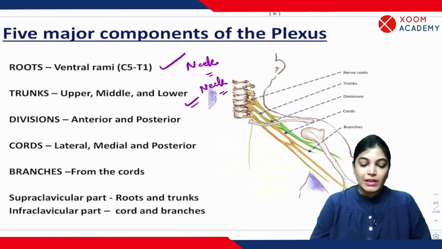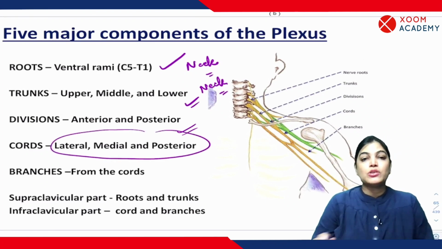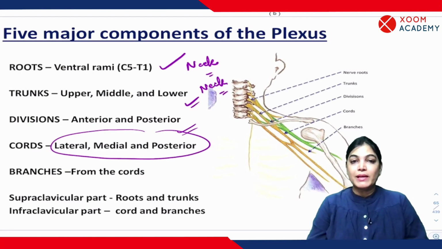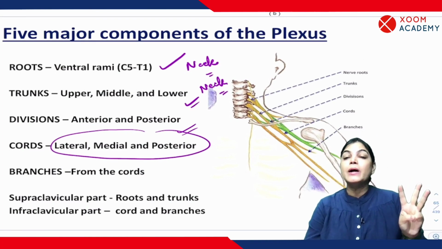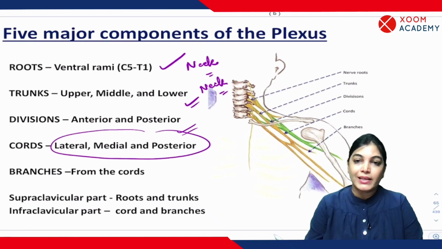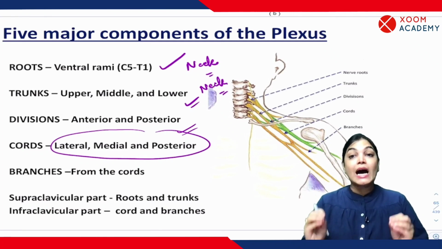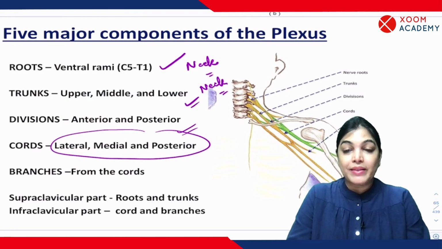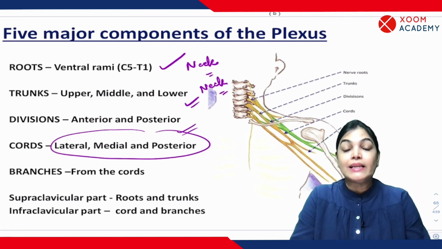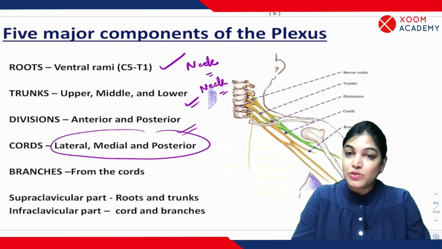Now each of these trunks will divide into divisions, anterior and posterior, and will ultimately lead to the formation of cords of brachial plexus. How many cords of brachial plexus we have got? We have got 3 cords of brachial plexus, the medial, the lateral and the posterior. And if you remember the relations of second part of axillary artery, there we have already described that the cords of brachial plexus are related according to their name. That means lateral cord will be related lateral to the second part of axillary artery, medial cord will be related medial to second part of axillary artery, and posterior cord will be related posterior to second part of axillary artery.